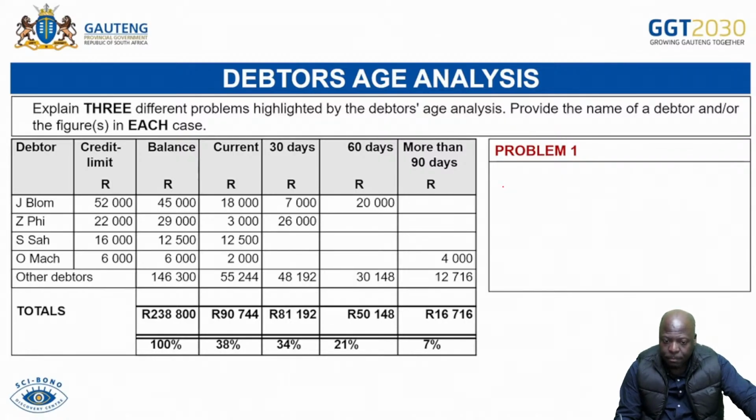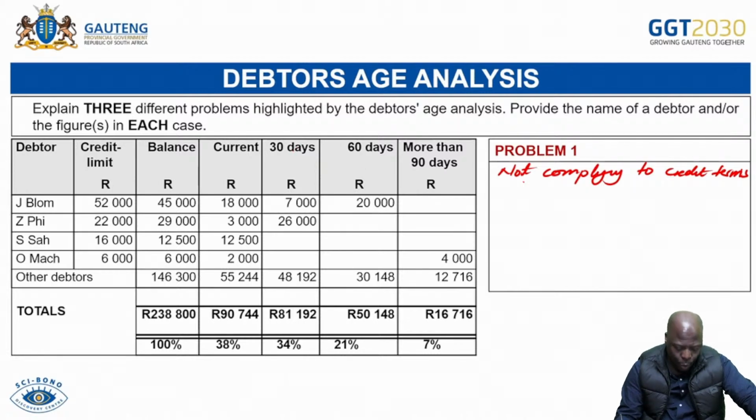Problem number 1. And they said we must provide names for that. So we have debtors that are not complying to credit terms. What are the credit terms? 30 days. All right. So whom do we see that is not complying to credit terms? These are what we call slow payers now. These are our slow payers.